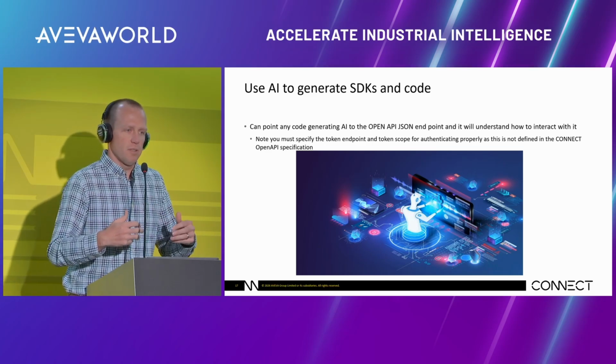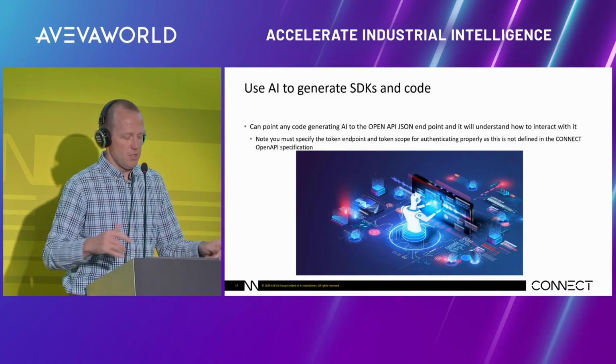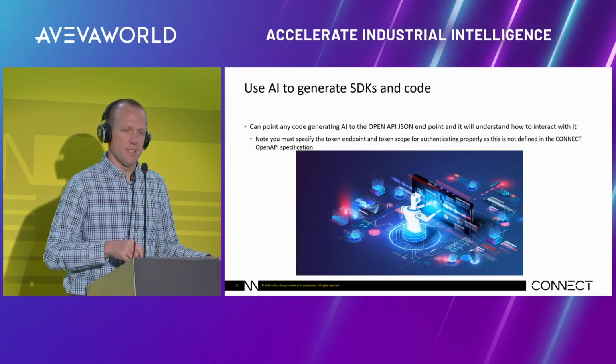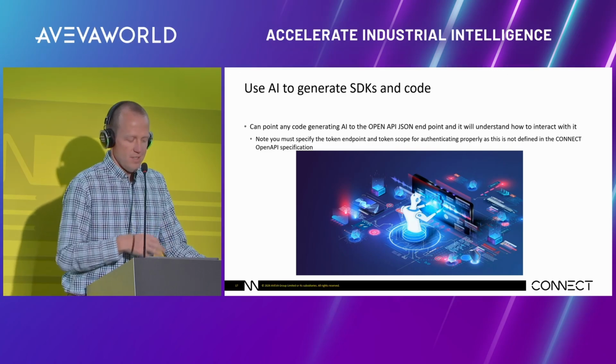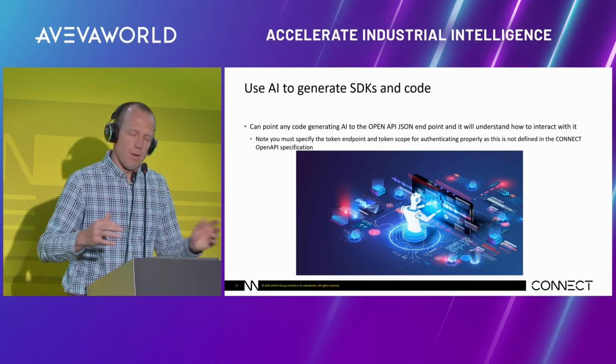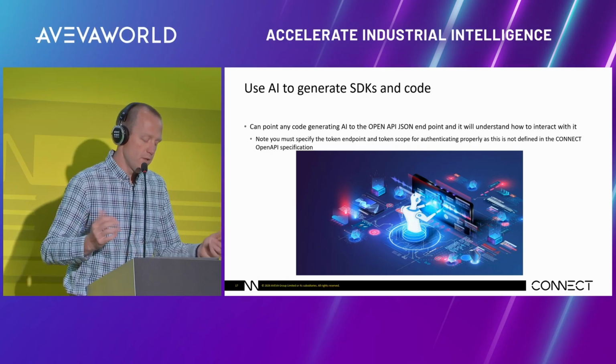If you do this, I'd just like to point out that you must specify the token endpoint, because that's not specified inside the OpenAPI spec that we have. You also need to specify some things like the token scope for properly authenticating against our OAuth 2 endpoint.